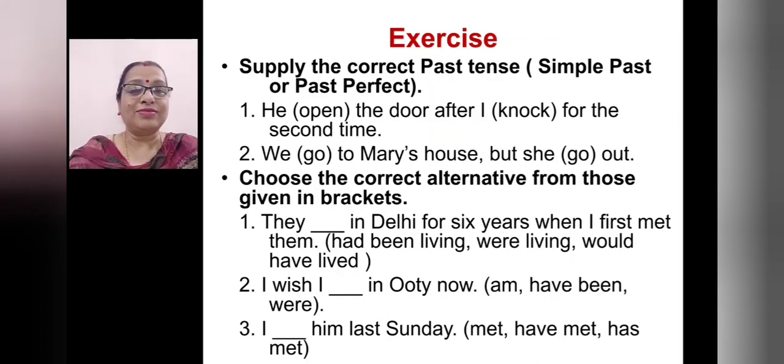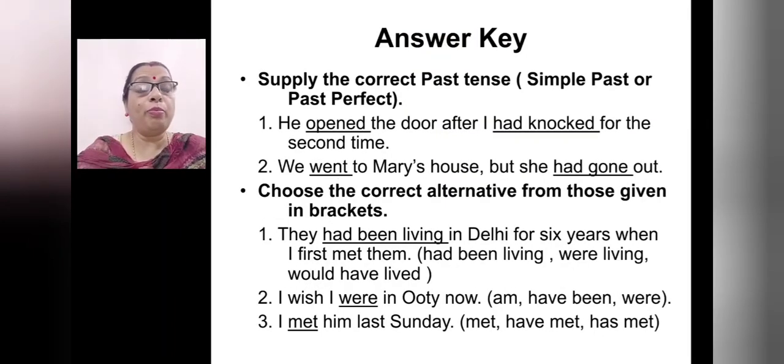Got the answer? Let's check the answers now. So the first one, he opened the door after I had knocked for the second time. So the first activity, had knocked, will be past perfect, and the second activity will be past tense, right? So we went to Mary's house, but she had gone out. The first activity, had gone, past perfect, and the next activity will be went. So go in past tense is went.